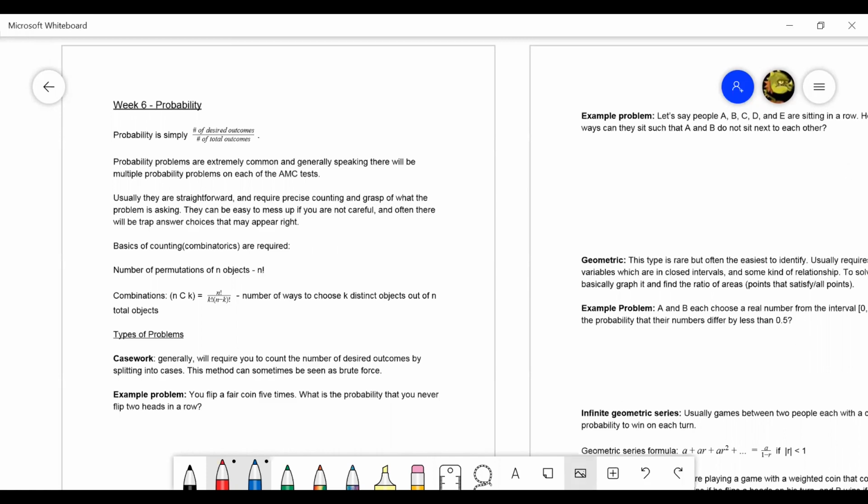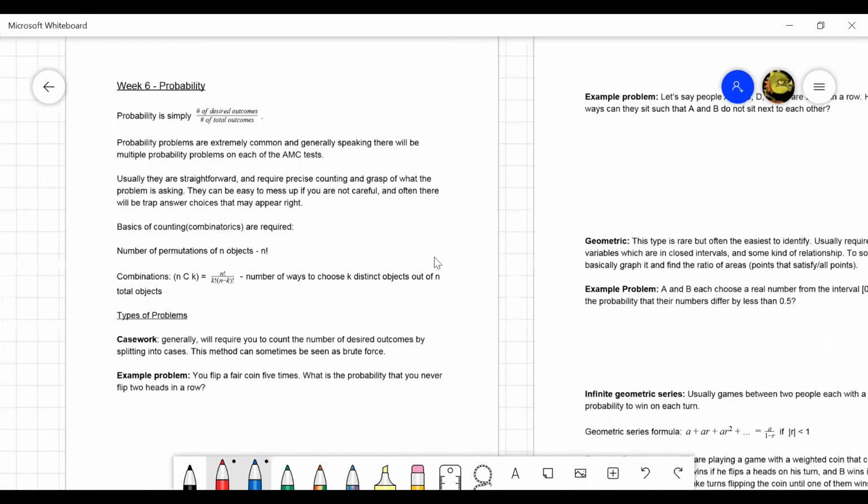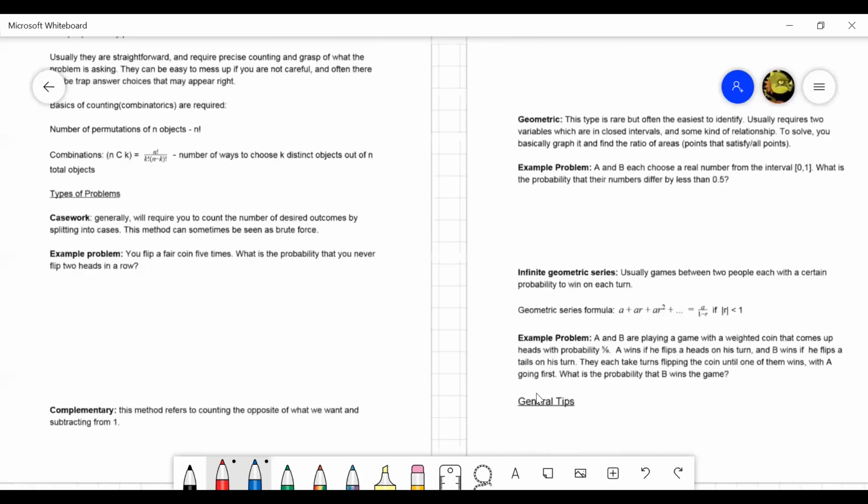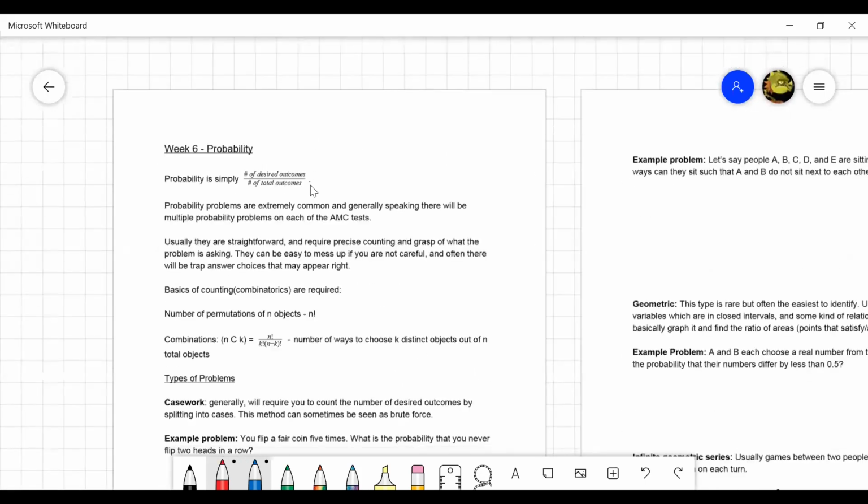I guess we get started. The topic for this week is going to be probability. I think it's also going to include a little bit of counting, because these two topics are really closely related. You could say that problems that involve probability often involve counting as well.